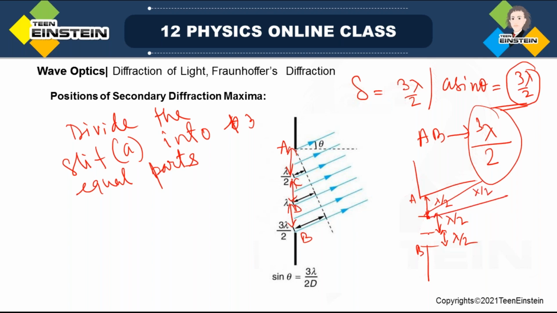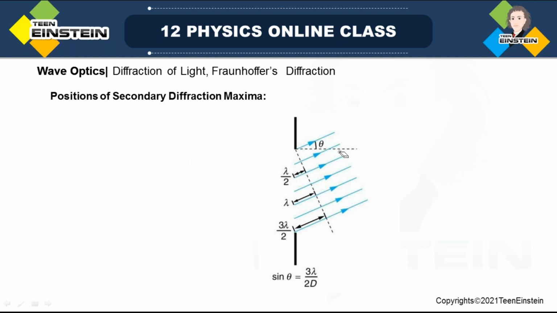If one light goes from here and another goes from here, they will also give you lambda by 2 path difference. Similarly, if light goes from these 2 points, they will interfere with lambda by 2 path difference. So lambda by 2 path difference means they will give you destructive interference. Okay, all right. So look what happens in this case. See, this is the first part, this is the second part, and this part is the third part.